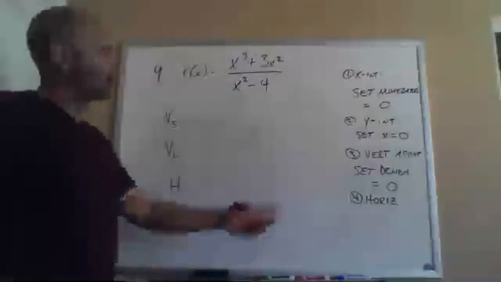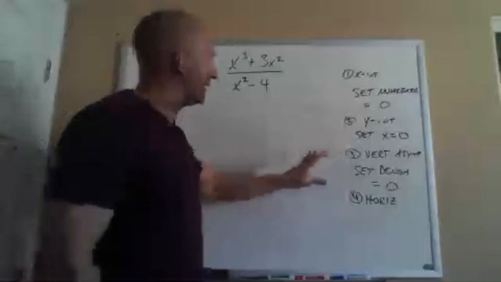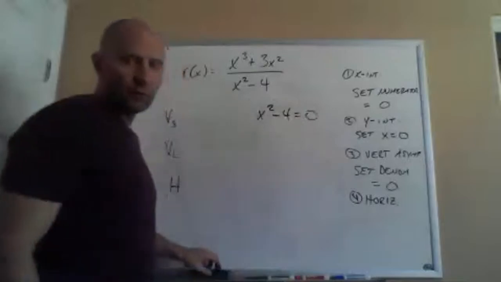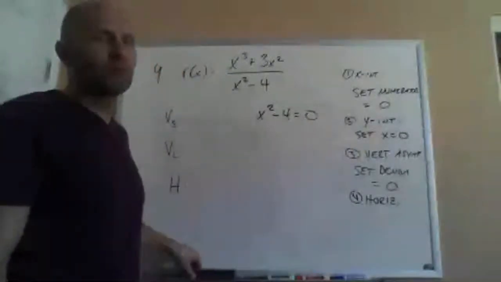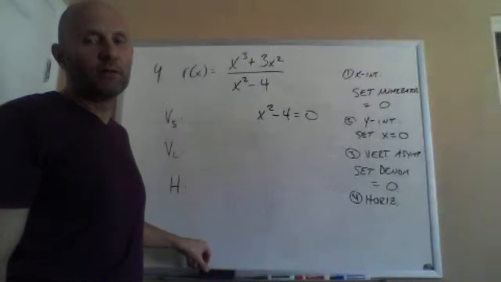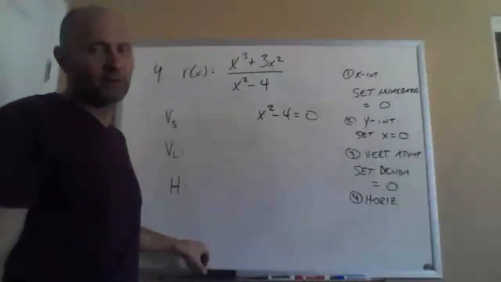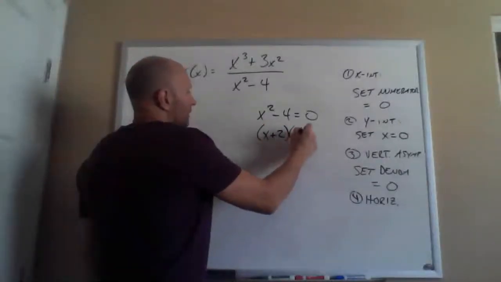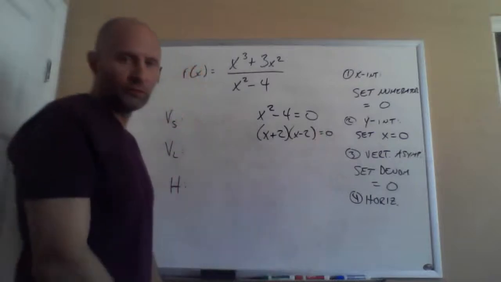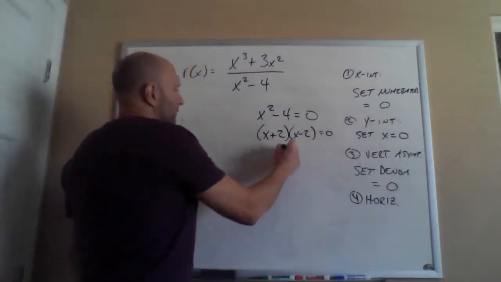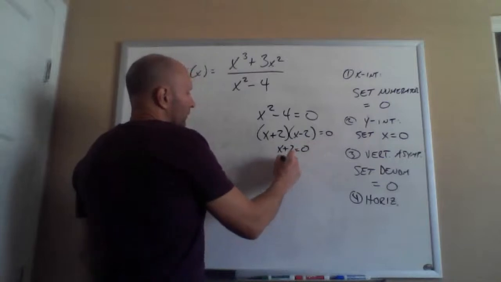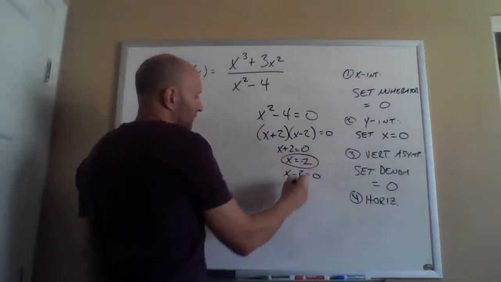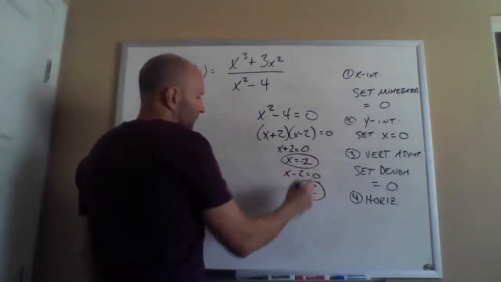So vertical asymptote, set the denominator equal to 0. So I have x squared minus 4 equals 0. Two terms with a minus sign and an x squared. That should be screaming what? Hopefully this time it's screaming difference of squares. This factors into what? X plus 2, x minus 2 is all equal to 0. So x plus 2 is 0, so x is negative 2. And x minus 2 is 0, so x equals positive 2.